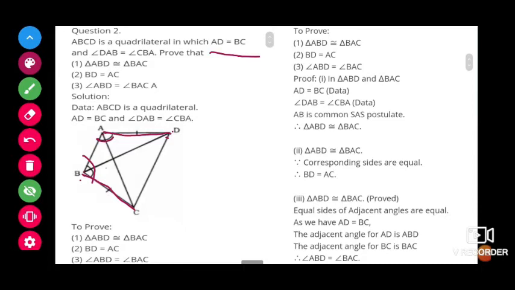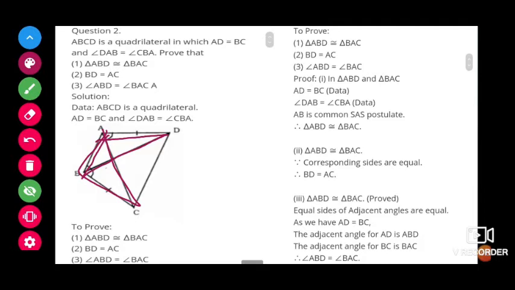First one, triangle ABD is congruent to triangle BAC. Okay. Now children, how can we show this? First, the information we have is that this side is equal to this side and this angle is equal to this angle. Now if we take these two triangles, this triangle and this triangle, here we have to show any three parts as equal.